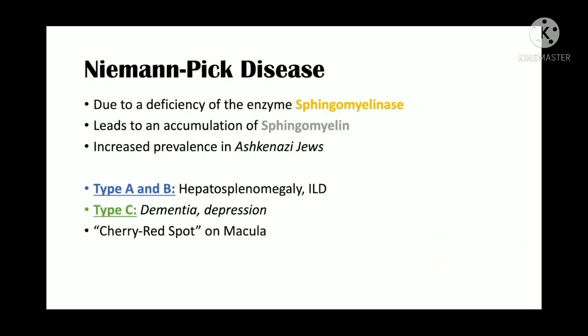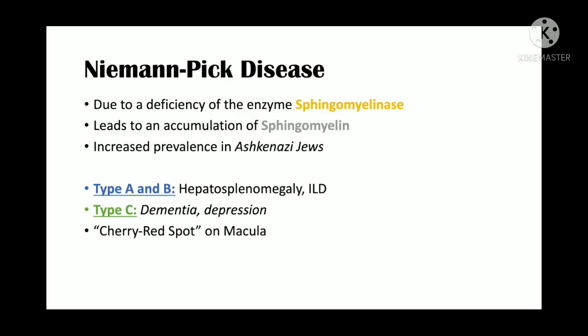So the next condition that we're talking about is Niemann-Pick disease. Niemann-Pick disease is due to deficiency of the enzyme sphingomyelinase, and it leads to the accumulation of sphingomyelin. This disease has increased prevalence in Ashkenazi Jews, and there are actually a few different subtypes. Types A and B have essentially the same presentation: both have hepatosplenomegaly and interstitial lung disease. And type C has dementia and depression.